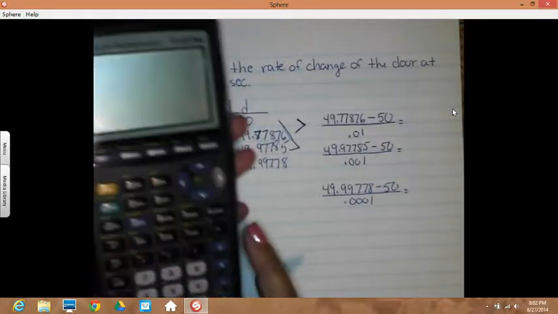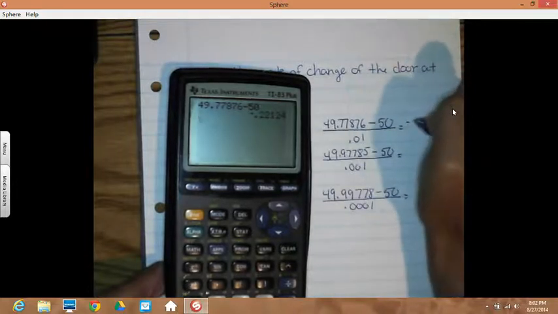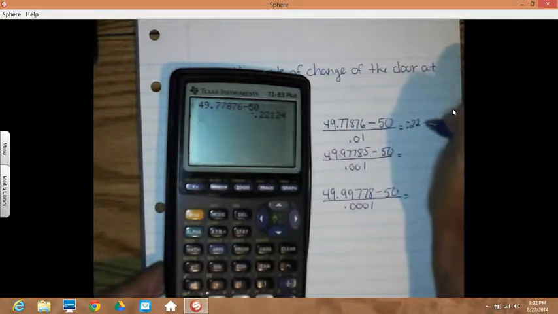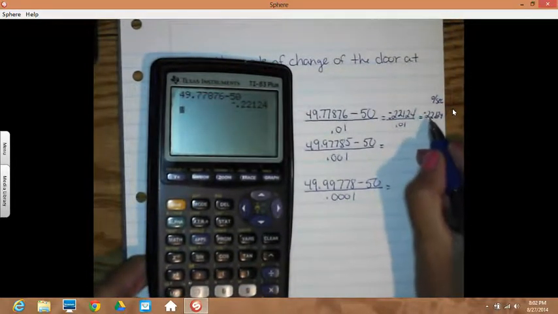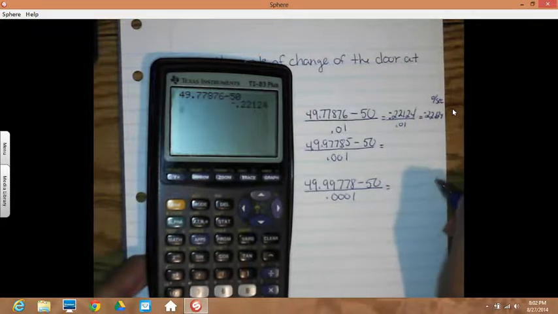See what we get here. 49.77876 minus the 50. Got a negative 0.22124 over 0.01. So when I kick it over 2, I get a negative 22.124, and my label would be degrees per second still. This time negative. Why do you think that is? What could a negative rate of change mean? Well, we'll find out in a second.